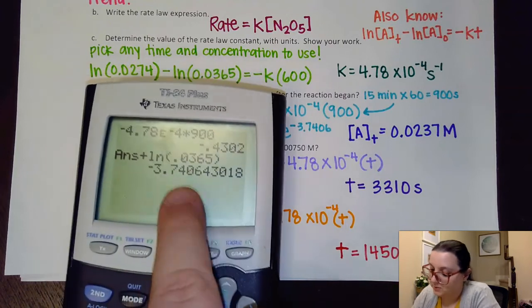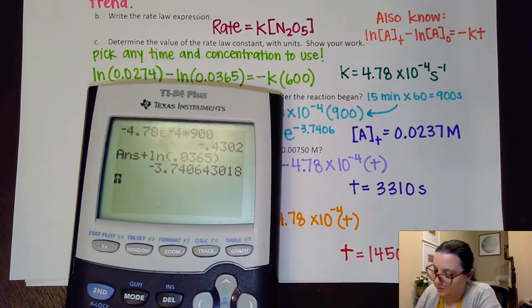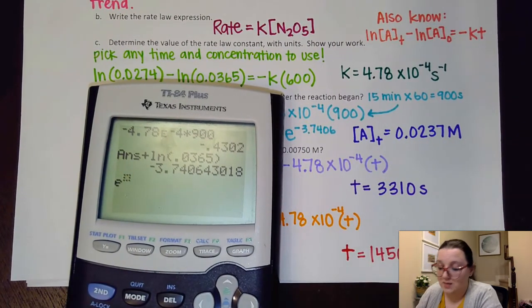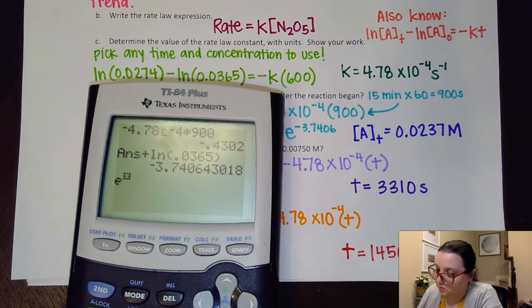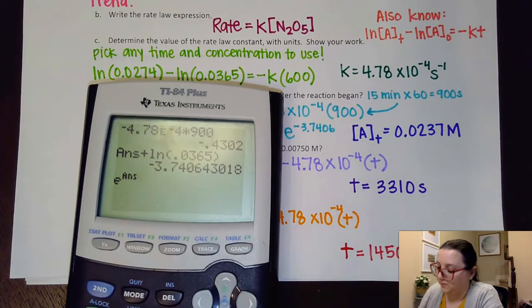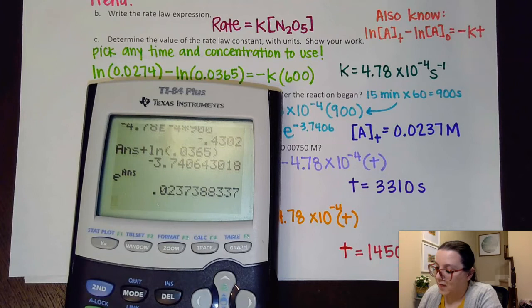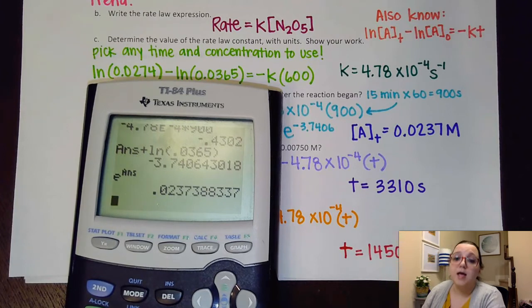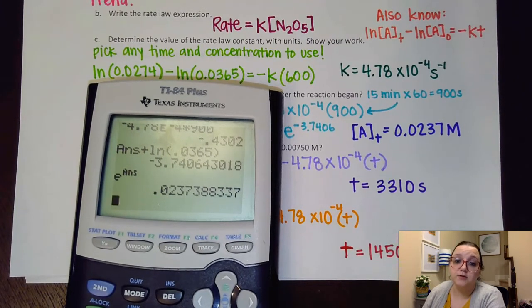And so what I'm going to do is take this and do this second ln, which puts the e in there, and then raise it to an exponent. That's my answer from the previous question. And so that gives me my molarity at that time of 900 seconds.